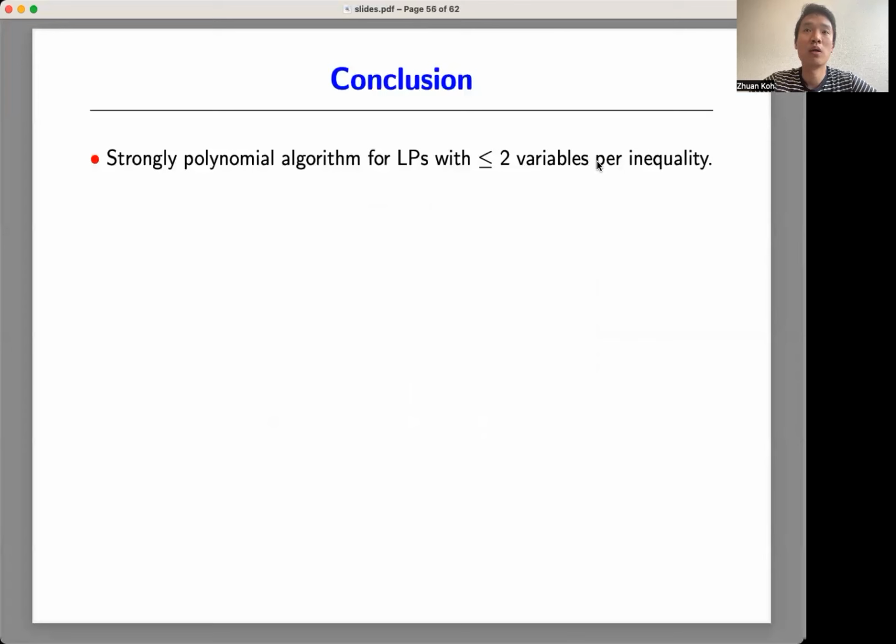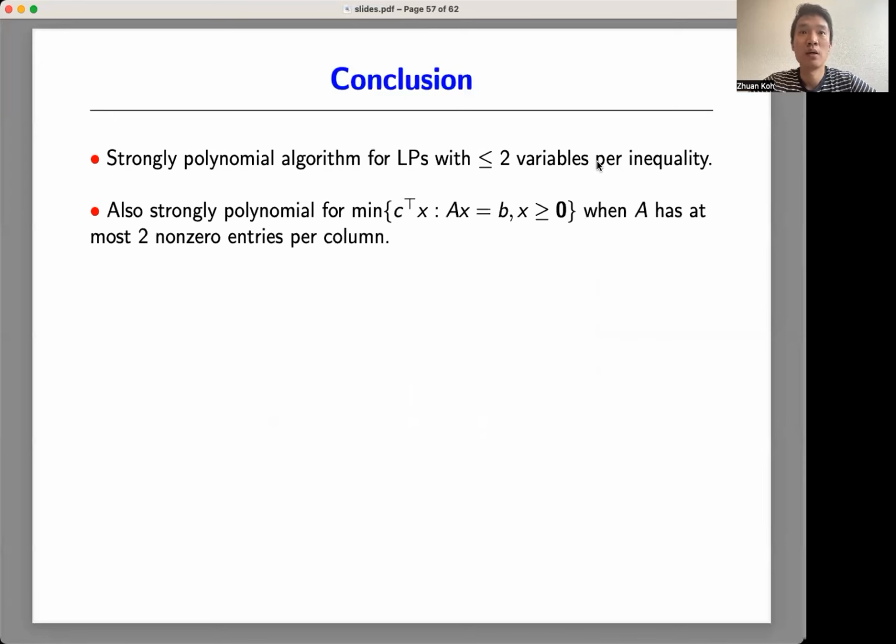To conclude, we have shown a strongly polynomial algorithm for LPs with at most 2 variables per inequality. The same algorithm also works for LPs in standard equality form. So minimize c transpose x such that Ax equals b, x non-negative, when A has at most 2 non-zero entries per column. This is because the IPM of Allamigeon et al. is a primal dual interior point method.